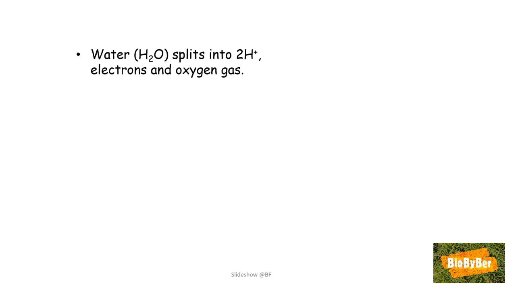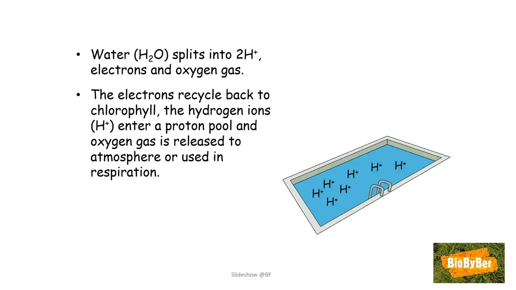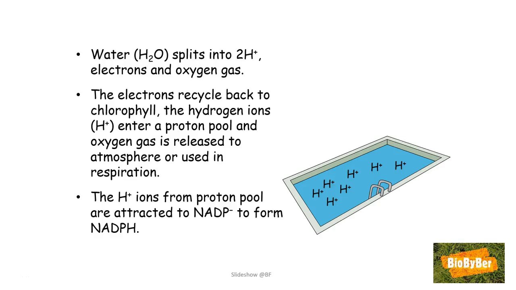So water, H2O, splits into 2 protons, electrons and oxygen gas. The electrons recycle back to the chlorophyll. The hydrogen ions, or the protons, enter a proton pool, and oxygen gas is released to the atmosphere or used in respiration. The hydrogen ions from the proton pool are attracted to the NADP- to form NADPH.